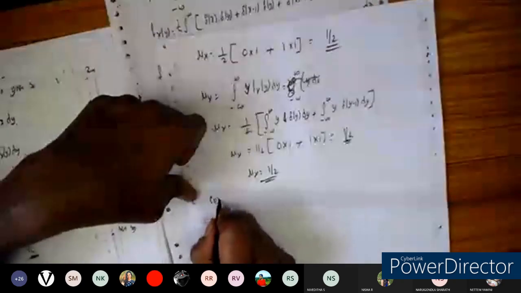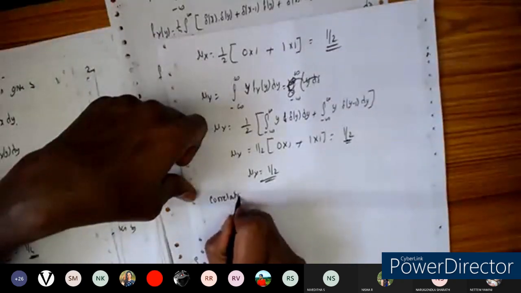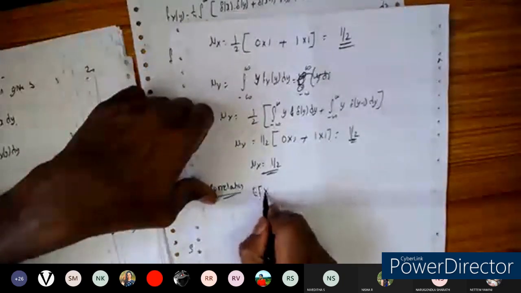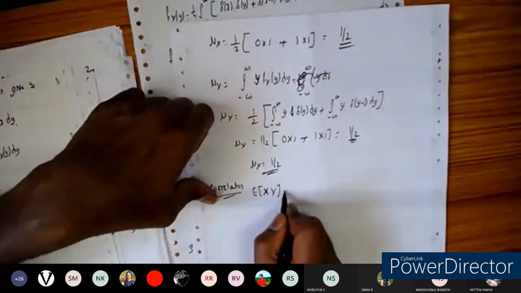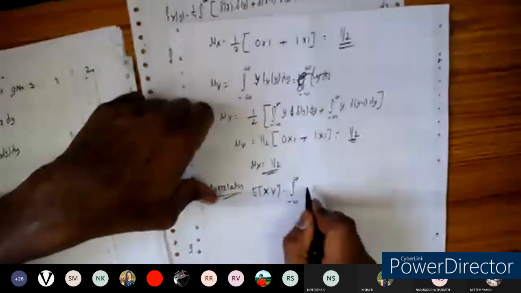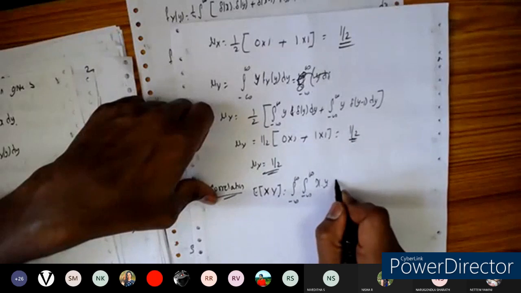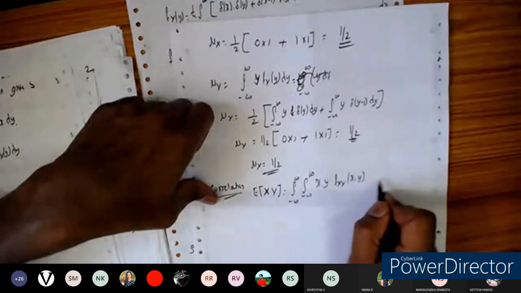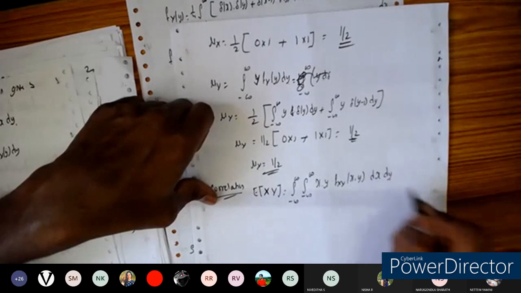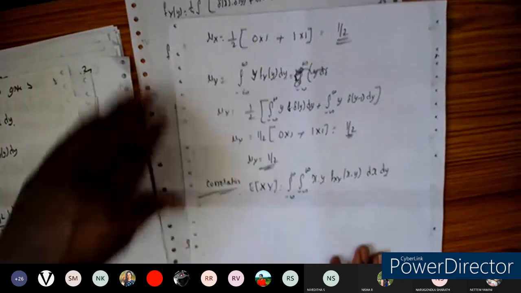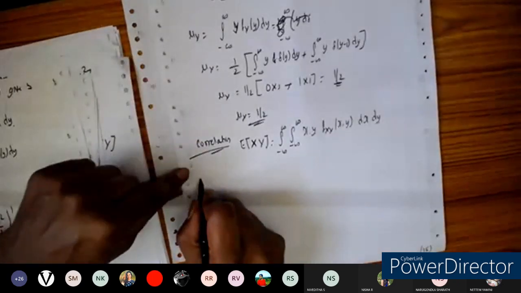So now we got the mean, let us find out the correlation. The correlation is nothing but the expected value of the bivariate random variables x and y. So we need to take a double integral of x into y into fxy of x comma y into dx into dy. This is the correlation we are going to consider here.